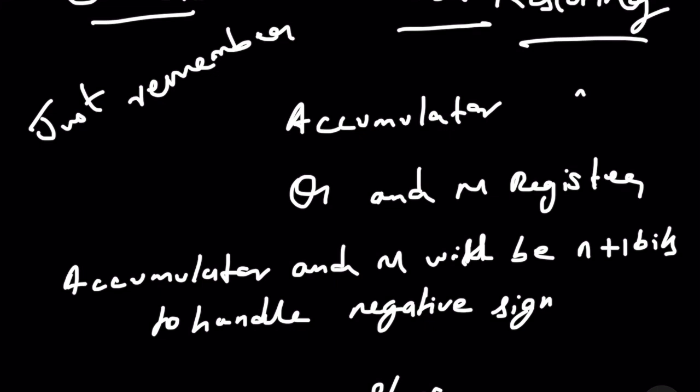And remember this particular point: whenever we are performing the division, accumulator and M register will be n plus 1 bits. Say for an instance, if we are using a 4-bit decimal number to be represented as a binary number, and we are using a 4-bit, then the accumulator and M should have n plus 1 bits, that is 5-bit it should have. So we'll be looking into the example that makes you more closer in this.